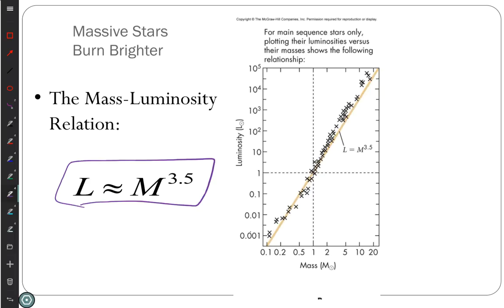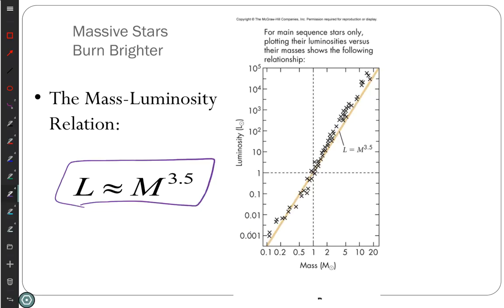Now, this leads us to one real quick and easy conclusion. If it's more luminous, what does that tell you about the energy per second that it is giving off? It's giving off more. So the more massive the star, the more energy it gives off, by a pretty big factor.